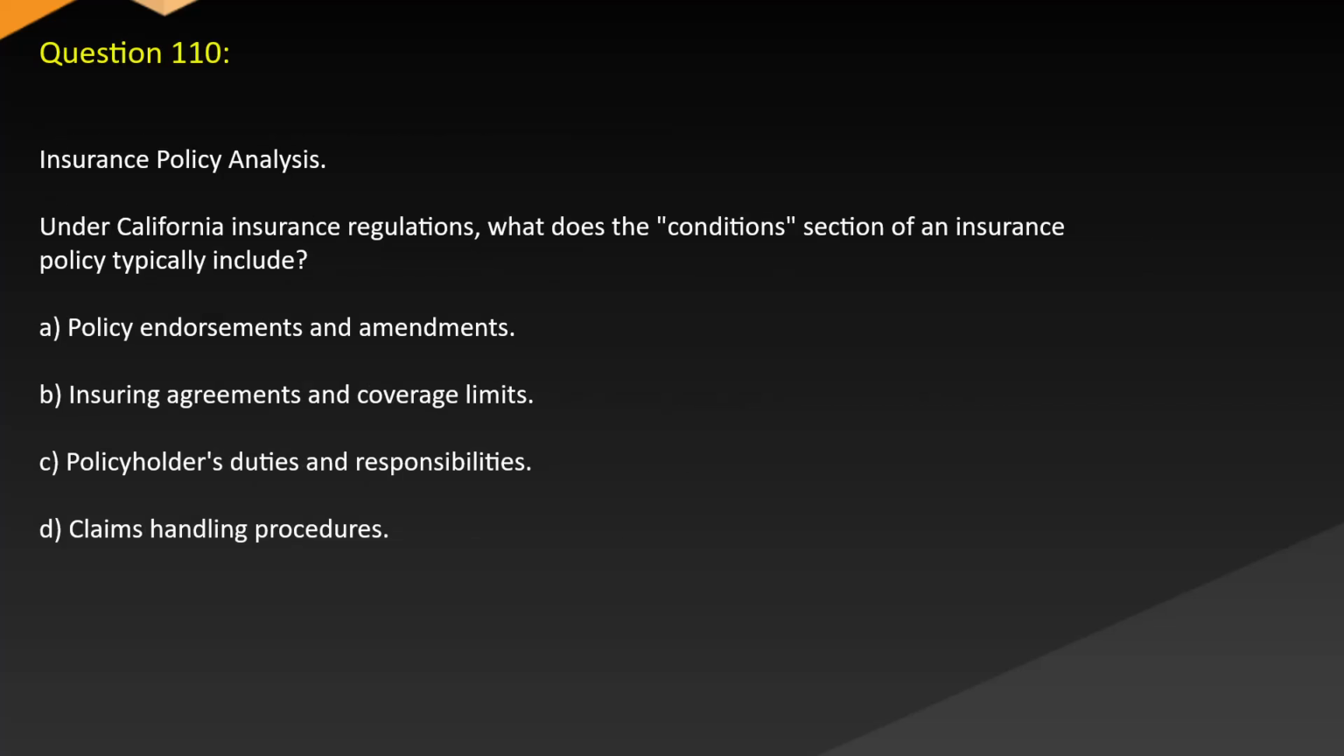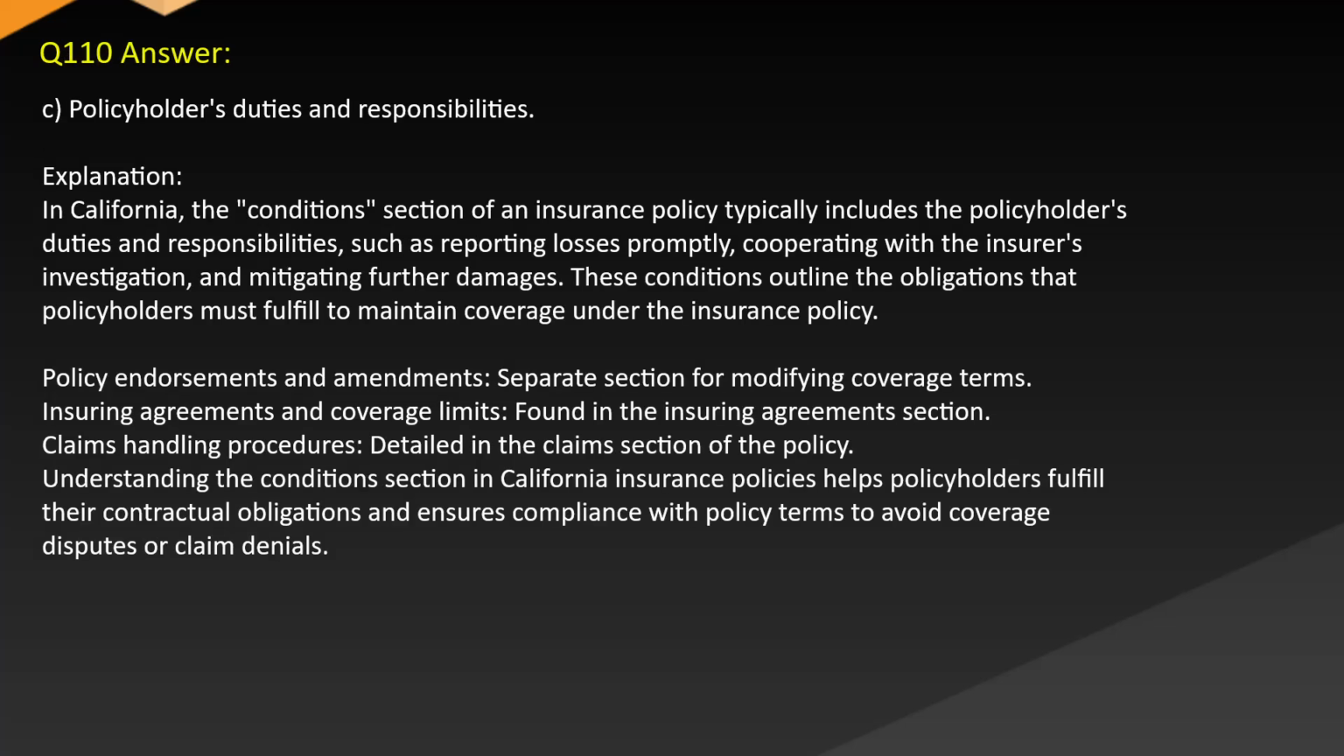Question 110. Insurance policy analysis. Under California insurance regulations, what does the conditions section of an insurance policy typically include? A. Policy endorsements and amendments. B. Insuring agreements and coverage limits. C. Policyholders' duties and responsibilities. D. Claims handling procedures. Answer: C. Policyholders' duties and responsibilities.